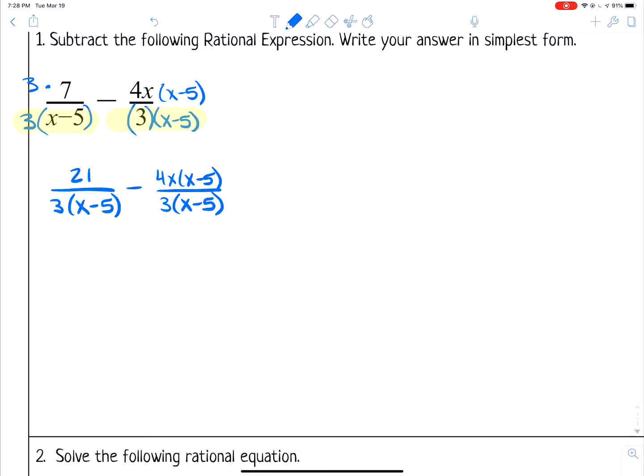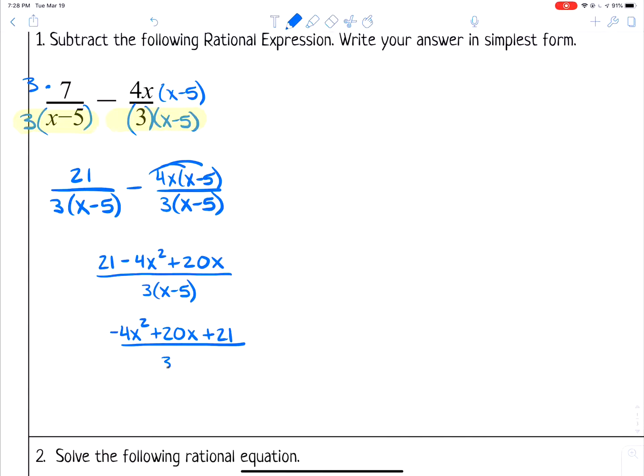Then to subtract, we just need to combine terms in the numerator. So 21 minus 4x squared, and then minus negative 4x times negative 5. So that would be positive 20x. Then all over my common denominator of 3 times x minus 5. So then if I put negative 4x squared first, because that's the quadratic term, it has the highest degree, plus 20x plus 21, there's not really more I could do with that. So I'm just going to leave it like that for my answer.